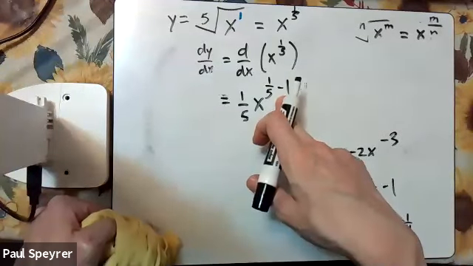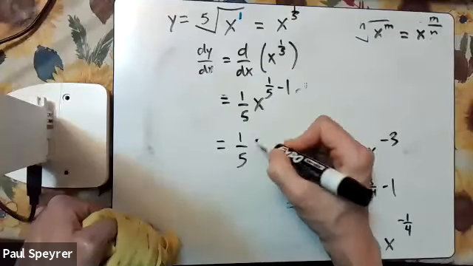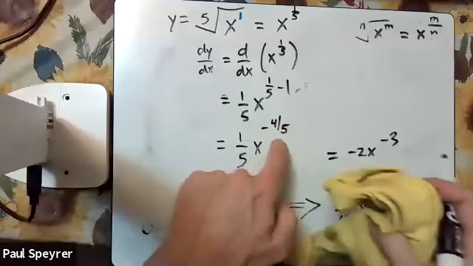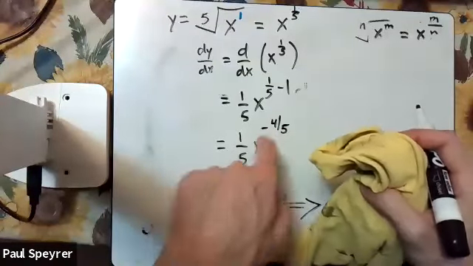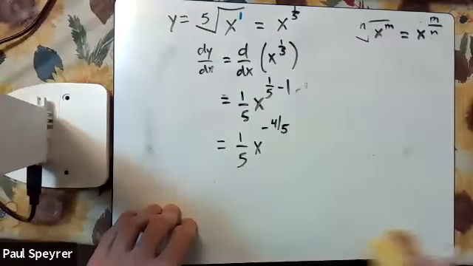You got to simplify that though, right? 1/5 minus 1 is negative 4/5. Don't sit here and keep multiplying this exponent into that. Don't keep doing all that stuff. We're just finding the first derivative.